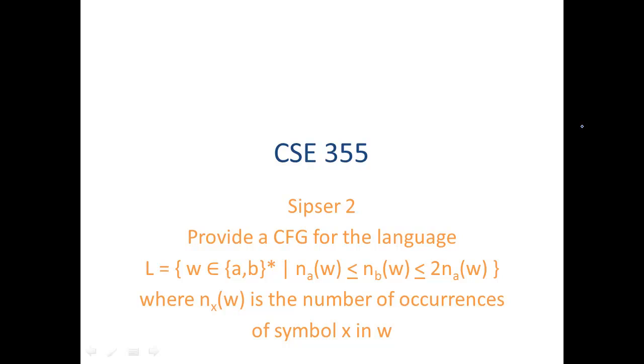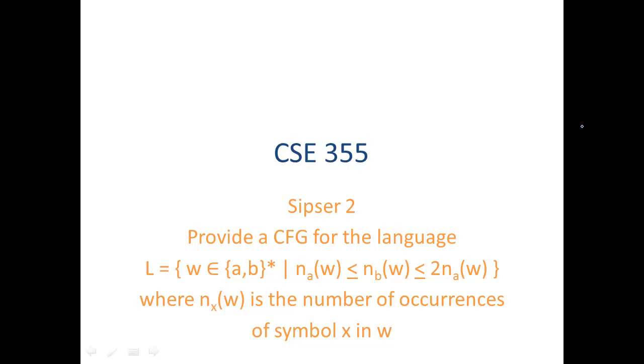In this video, we show how to provide a context-free grammar for the language L, the set of strings W from the alphabet {A, B}, such that the number of A's in W is less than or equal to the number of B's in W, which is less than or equal to 2 times the number of A's in W.